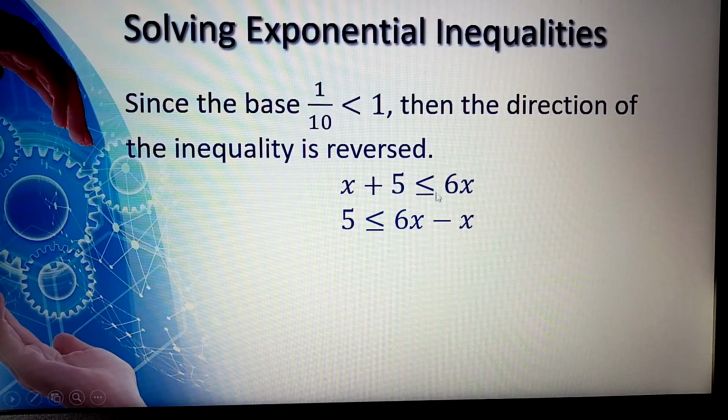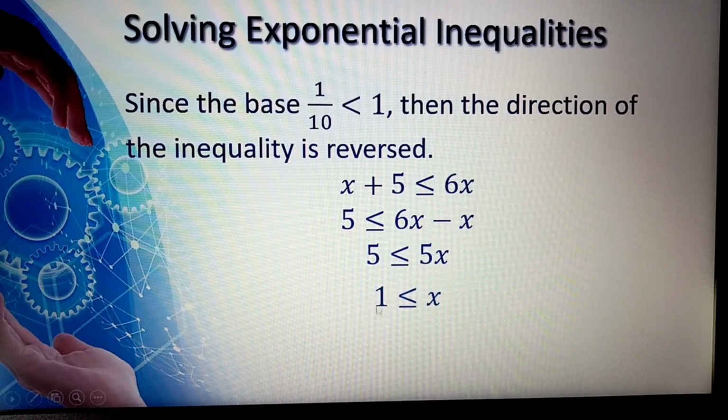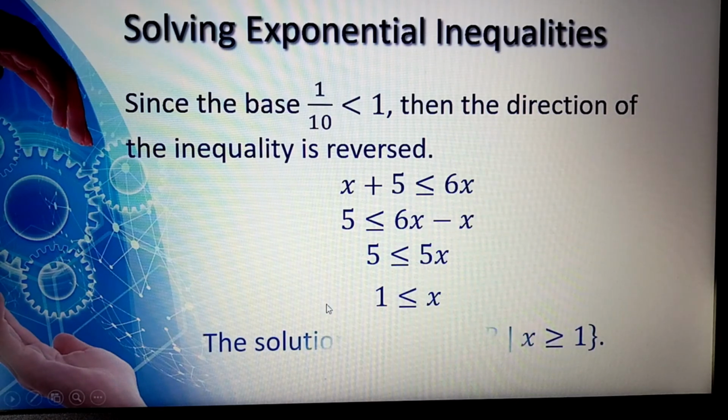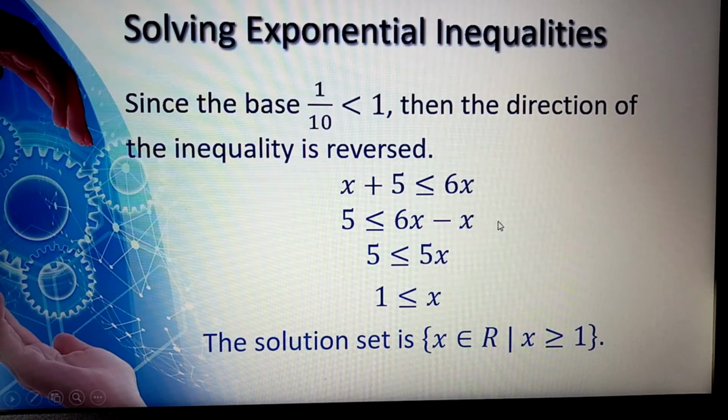Then the process of transposition. So, we have 5 less than or equal to 6x minus x. Then 5 less than or equal to 5x. Then the value of x. So we have the result: 1 is less than or equal to x. So the solution set is x an element of real numbers such that x must be greater than or equal to 1. That is our result. And that's all. Thank you.